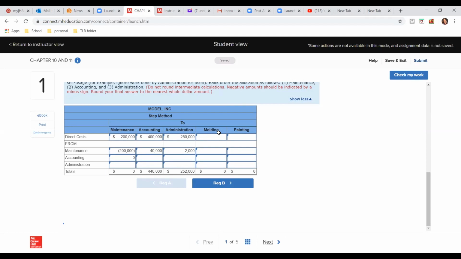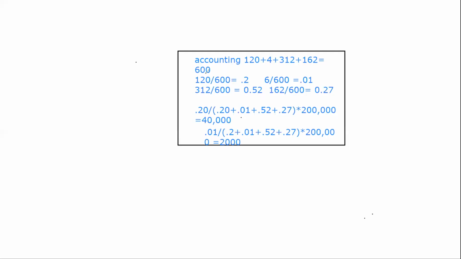Now, let's do the remaining costs. Molding. I'm going to go back and switch my view again. This is absolutely insane, but I want you to see what I'm doing. Remember, we had the costs associated with the molding department. I got to get that right. That is $312. So that's going to be 312 over 600, which is 0.52. So we're going to do the same thing.